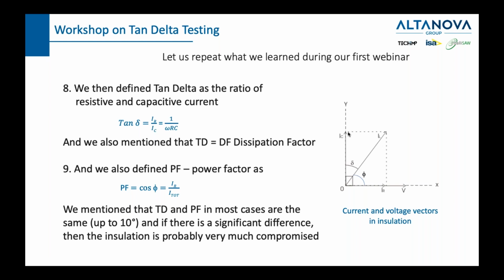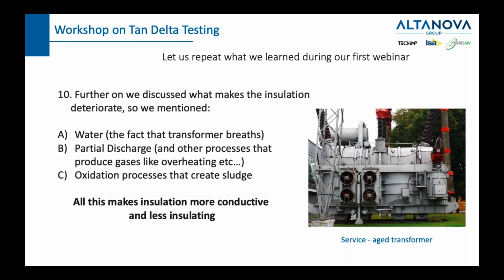If these two numbers, tan delta and power factor, are not the same, then we already can be sure that we have a problem with insulation because this angle delta is very big. Very big, by that I mean more than a few degrees. So moving on, we discussed what makes the insulation deteriorate. So what makes it deteriorate? Well, first of all, it is water.